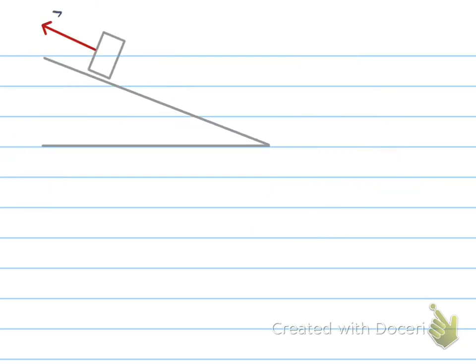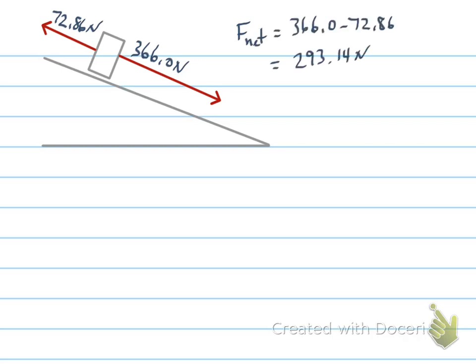To clean that up a little bit, I went ahead and made a new drawing here. The normal force and the y component of gravity have canceled each other out. I could put those on here, but those two things have balanced each other out. The only remaining forces are the x component of the gravity, which is right here, and the force due to friction, which is right here. Since they are in the same line, we can just subtract them and come up with a net force of 293.14 newtons.